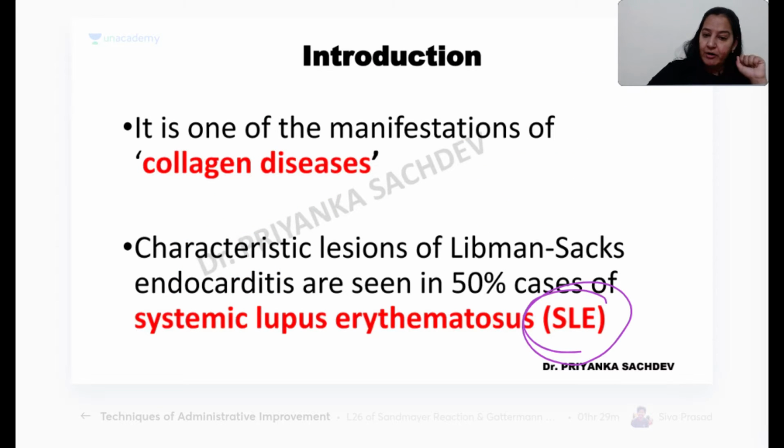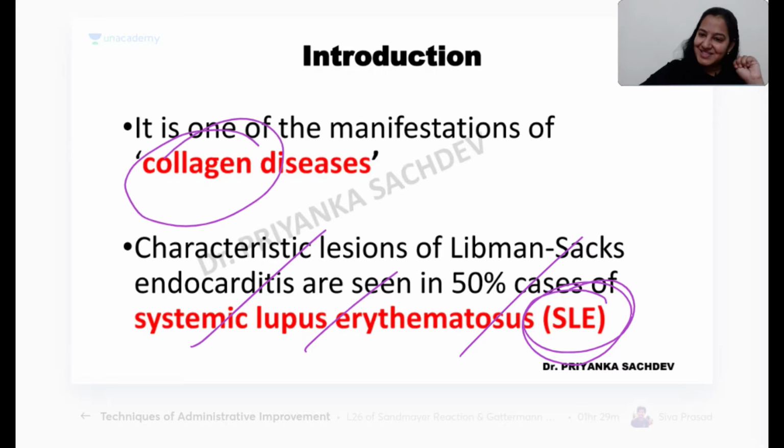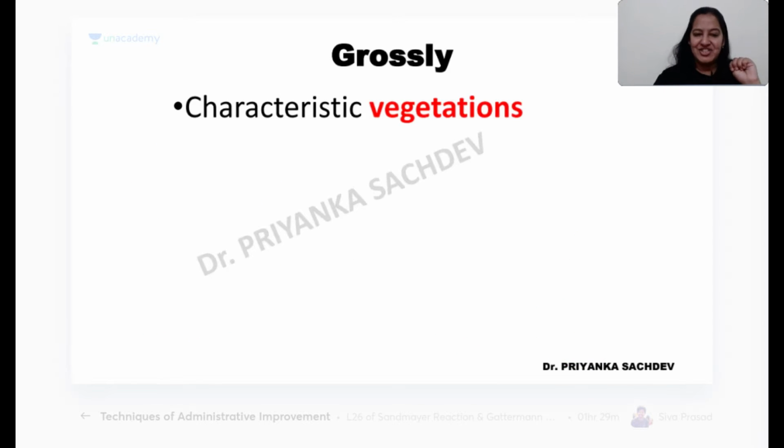Again, here vegetations are formed. It is seen in SLE. What is SLE? It is systemic lupus erythematosus, an autoimmune disease in which the body forms antibodies against the body's own DNA, and DNA is present in all cells. So it will target all cells and multiple organs. It is a multi-systemic disease. Correct or not? It is a collagen disease. So that was the introduction.